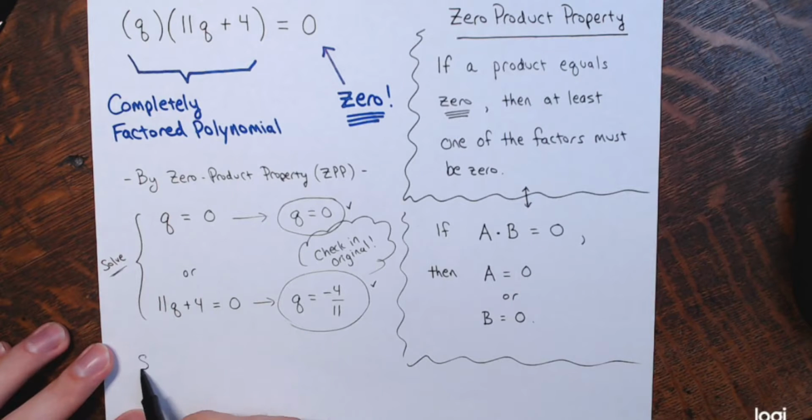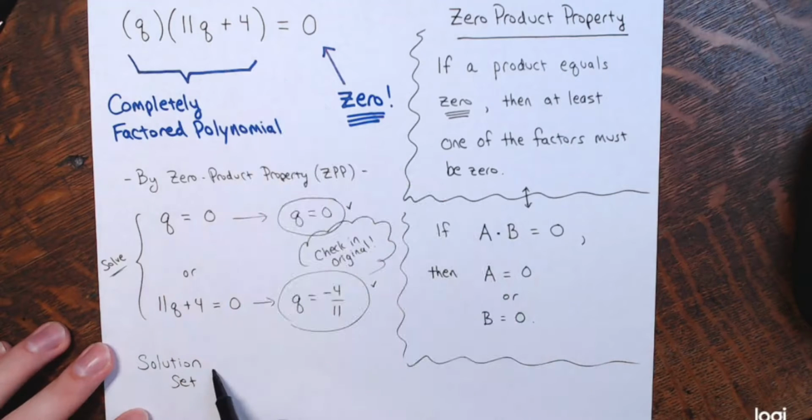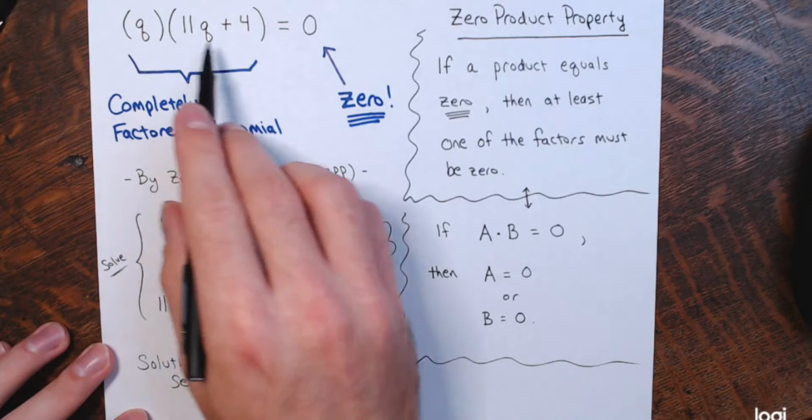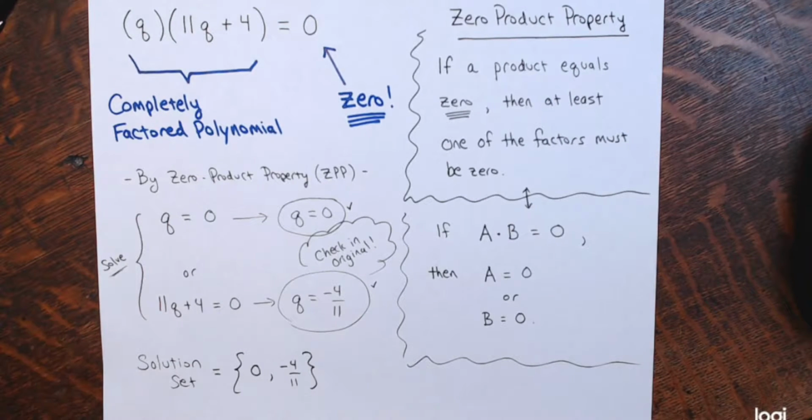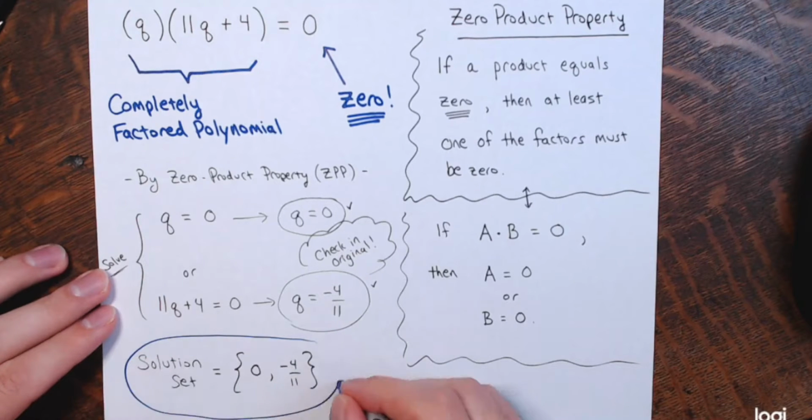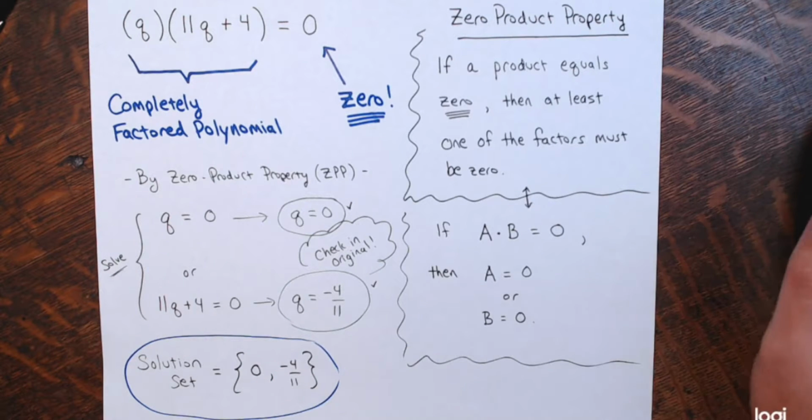All right, and then I could state the solutions as a solution set if I want the solution set for this equation. Just all the values of Q that make it a true statement. So you have 0 in there, comma, and then negative 4/11 is also in the solution set. So you may see it written out like this as well. And I think this is how they want us to enter things, with commas separating them. Not with the brackets though.